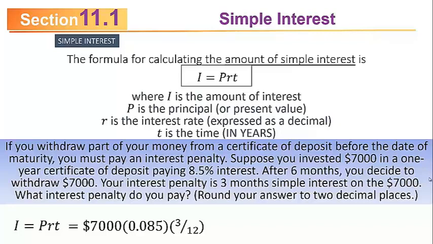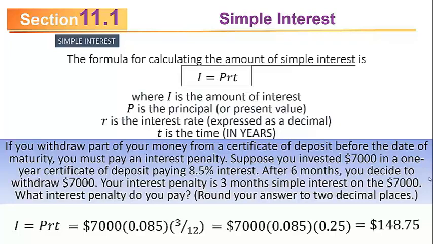So $7,000 principal at 8.5% would be 0.085 for R, and your time always has to be in years, so 3 months is 3/12 of a year. Notice that 3/12, if you take your calculator out, is just 0.25, and if you multiply those three numbers together, you'll end up with $148.75. That would be the penalty you would have to pay for withdrawing that $7,000 early by 3 months.